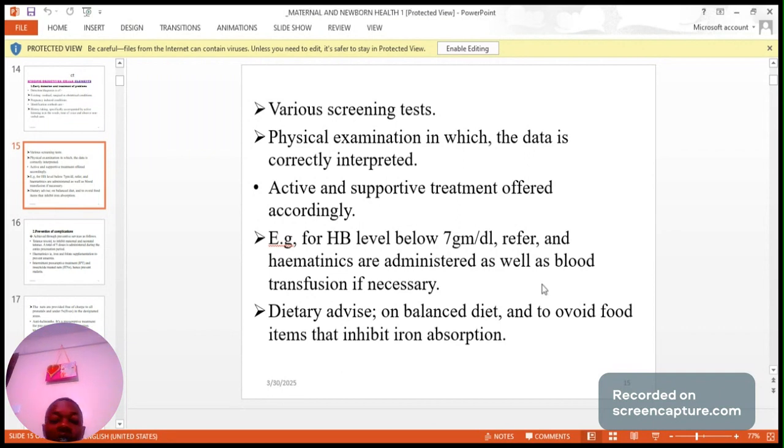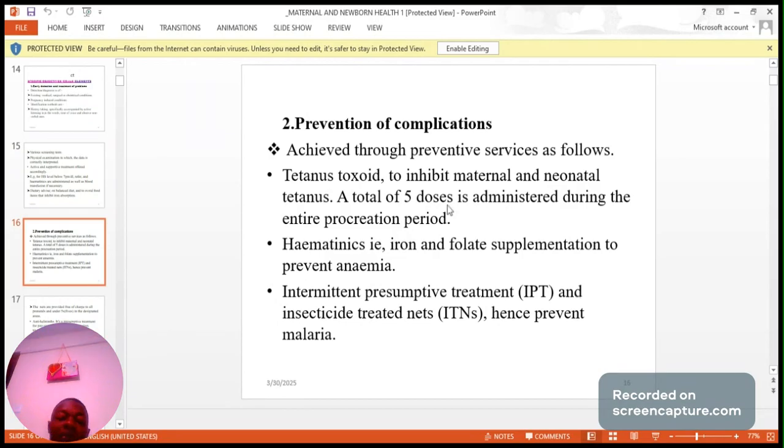Now, we talk about dietary advice and balance, and avoiding food items that inhibit iron absorption. There are many, like alcohol, which can inhibit that because of the vitamin. The intrinsic factor and the B12 factor, if not there, you cannot absorb the iron. Prevention of complications: we give tetanus toxoid to prevent maternal and neonatal tetanus. I hope you know about tetanus. Tetanus can be classified as either generalized tetanus or neonatal tetanus. It is brought about by an open wound or a cut, through which one can get the bacteria called Clostridium tetani. This can result in several systemic manifestations and clinical symptoms such as lockjaw.